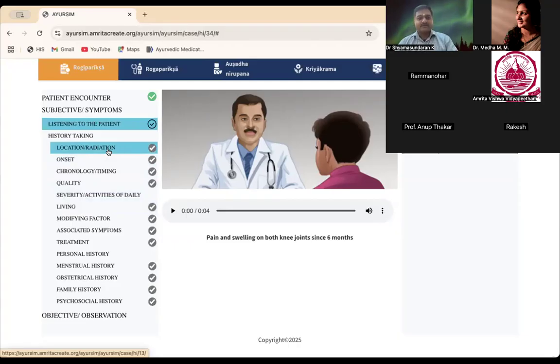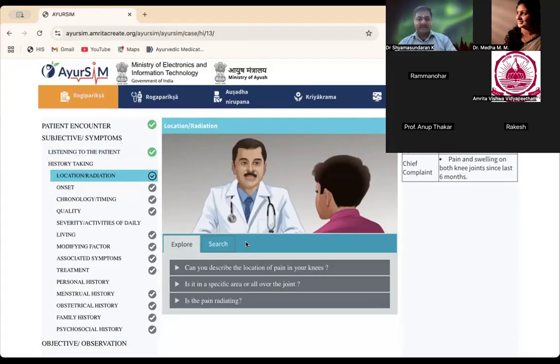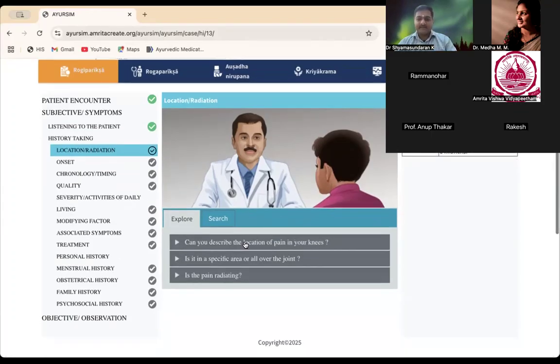Here also, when you click each tab, there are a set of questions that the doctor is going to ask the patient. Depending on the particular disease that we have chosen, there may be different types of questions represented. So here you can see, can you describe the location of the pain in your knees? Or is it a specific area or all over the joint? Is the pain radiating? These are some questions that you may pose to the patient. But here the learning is, you should not ask irrelevant questions.